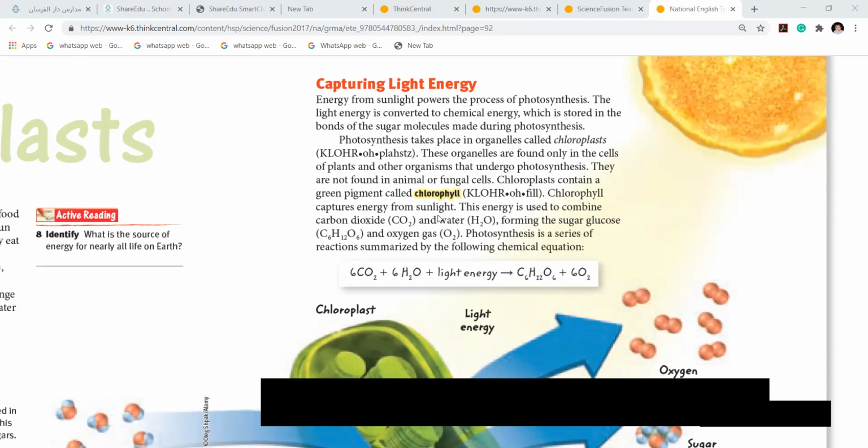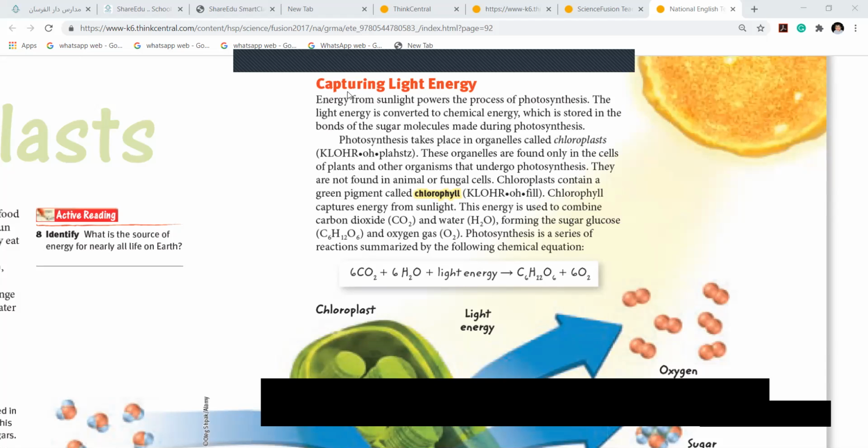Girls, you can try to write in steps like this, and excellent. I've seen Vateen always making those notes. First, what is happening? The chloroplast takes light energy. Chloroplasts contain a green pigment called chlorophyll. They capture energy from sunlight. This is the first point.